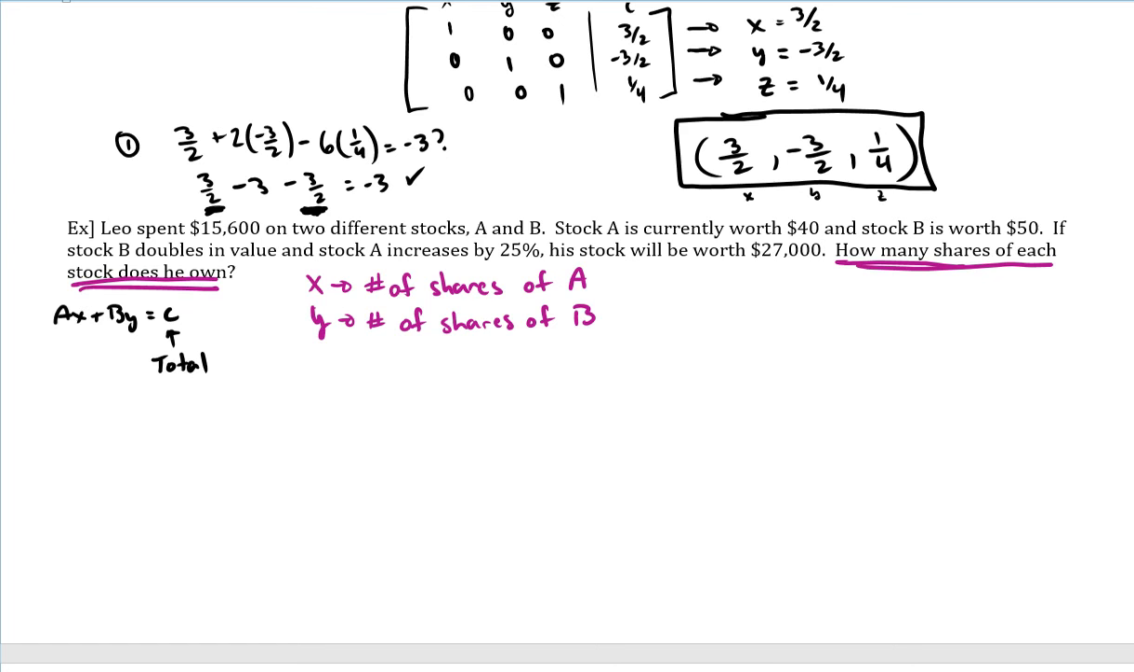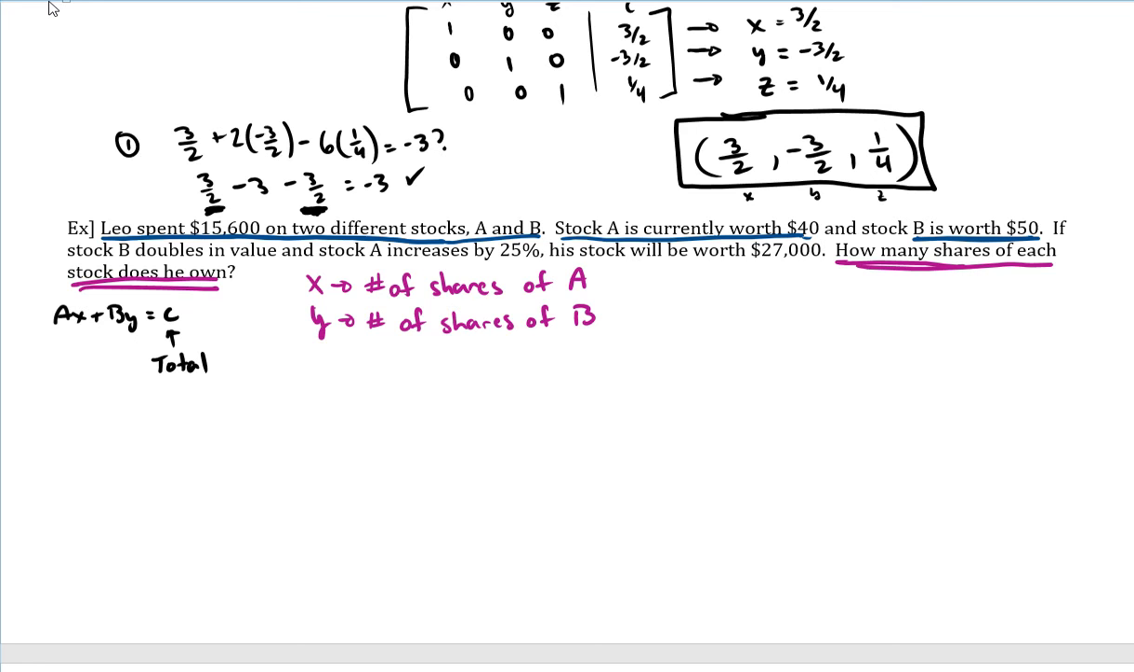All right, so let's start working on it. I'm going to use blue. Let's underline some stuff that I think is important. So they said Leo spent $15,000 on 2 different stocks. And then they tell us that the stocks are worth $40 each and $50 each.